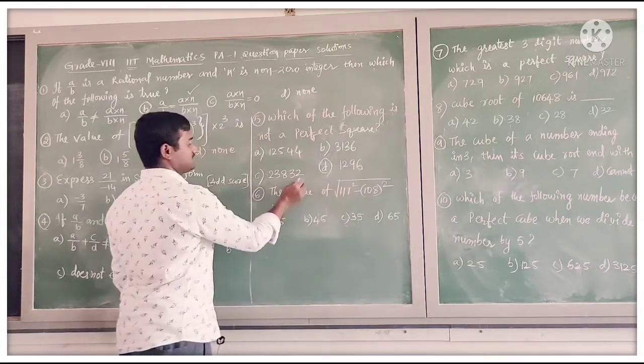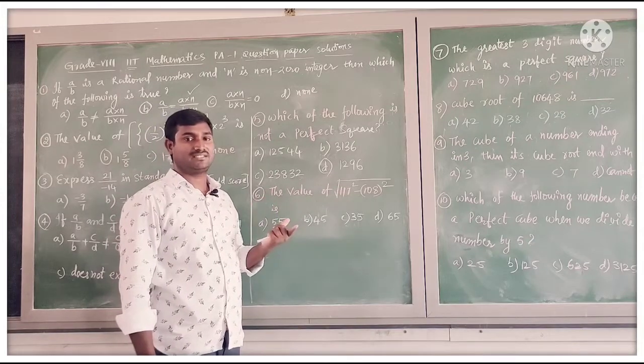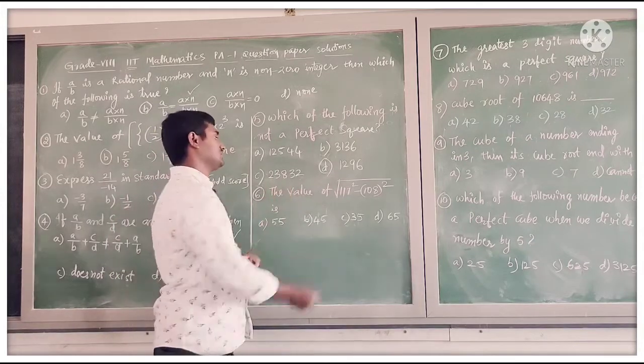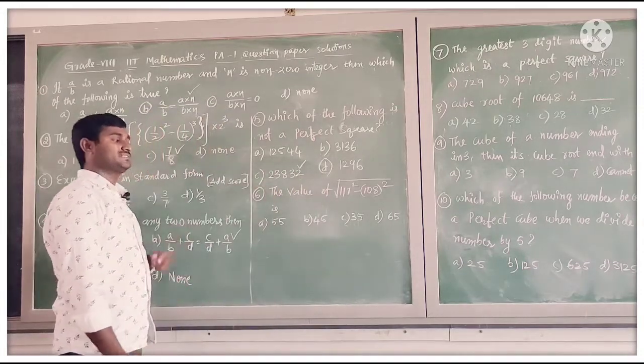Here this number ends with 2. If the number ends with 2, 3, 7, 8, then it is not a perfect square. So this number is ending with 2, so it is not a perfect square.